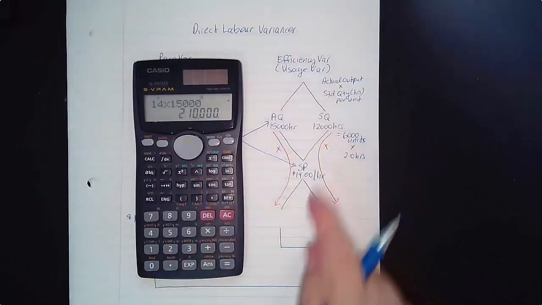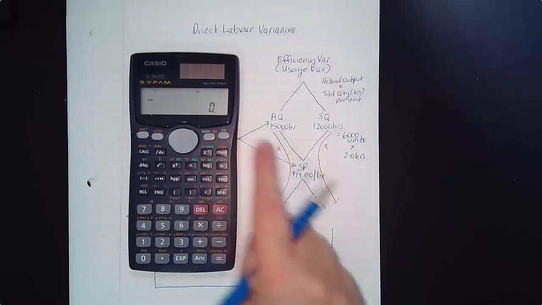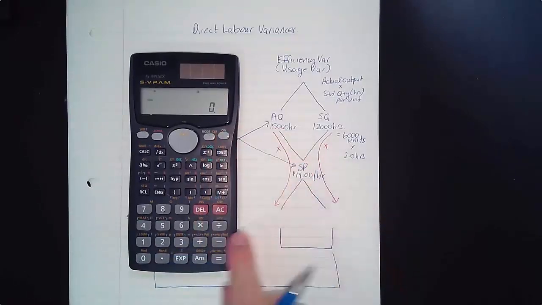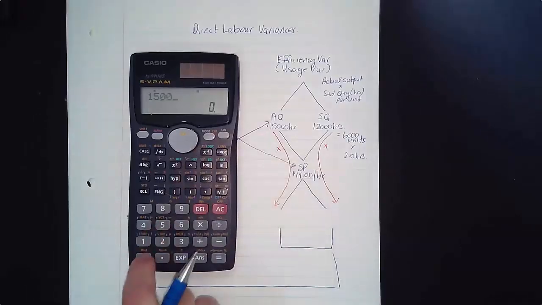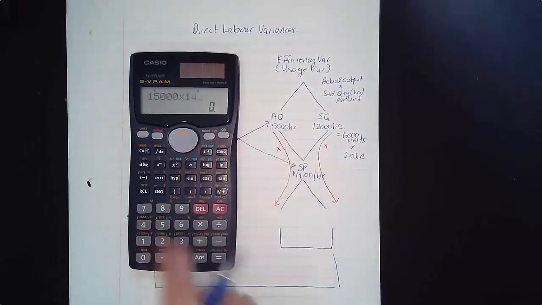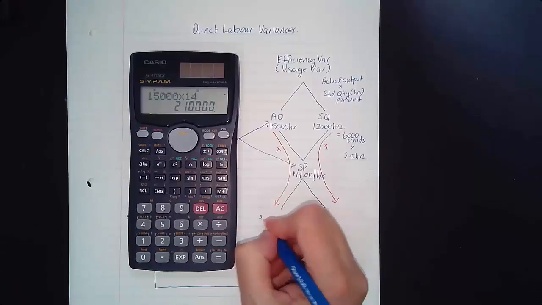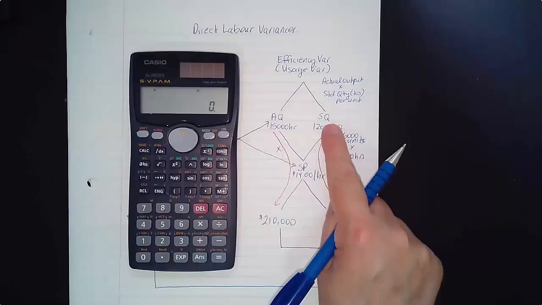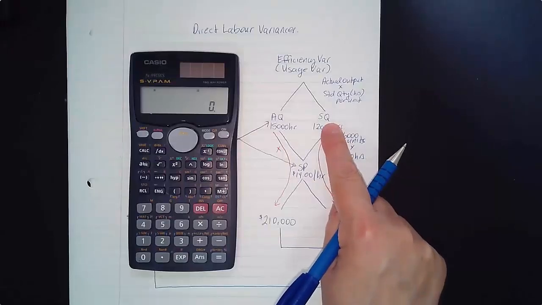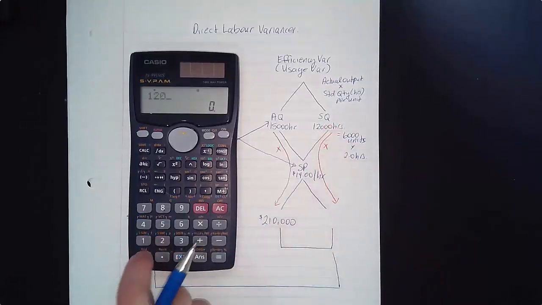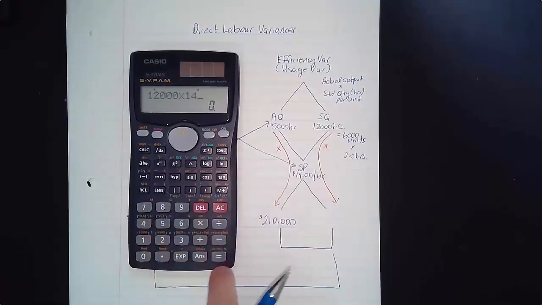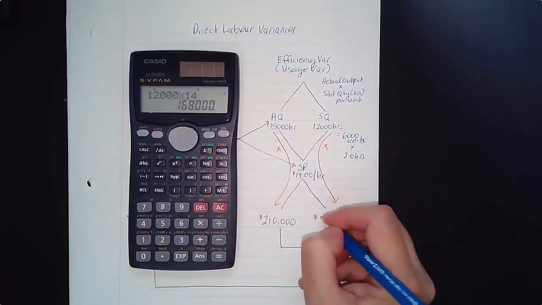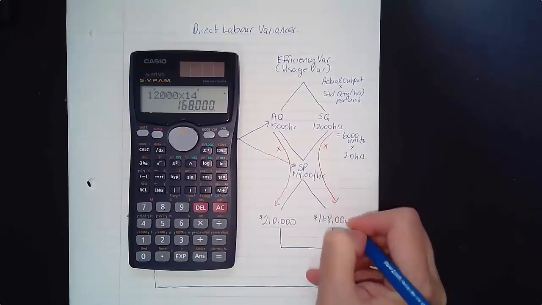Going over to the efficiency variance. What is the actual cost of the quantity that we used? 15,000 hours multiplied by $14. That's $210,000, exactly the same. And then what's the standard amount of hours that we should have used, or the cost? What's the cost of the standard amount of hours that we should have used? That is 12,000 hours multiplied by $14 per hour. That is equal to $168,000.